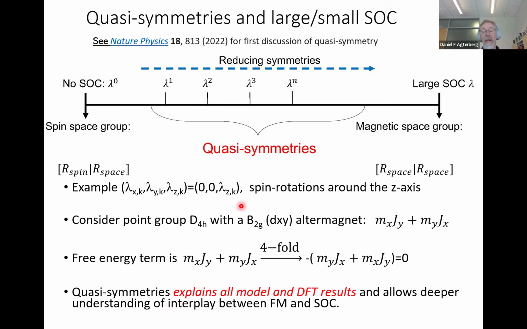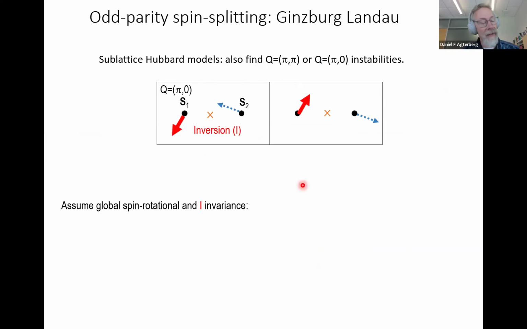And so we have, I think, a deeper understanding of the interplay of ferromagnetism and spin orbit coupling in these altermagnets. All right, so I see I have a few minutes left. And so now let me switch gears to odd parity spin splitting.